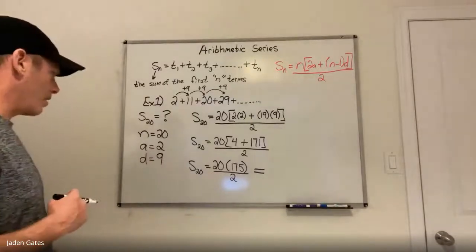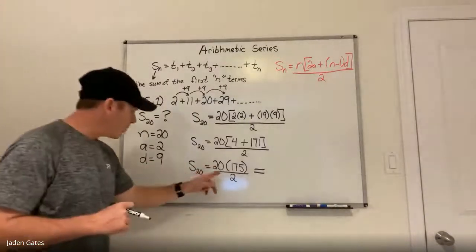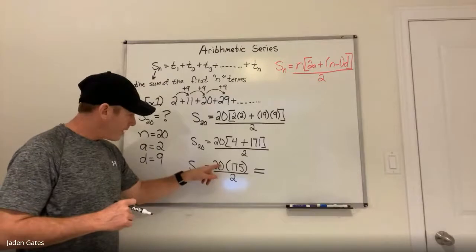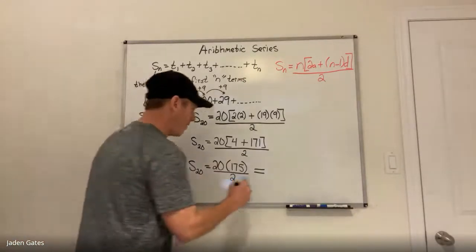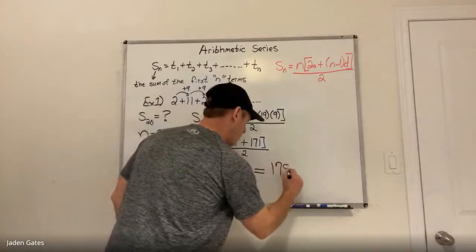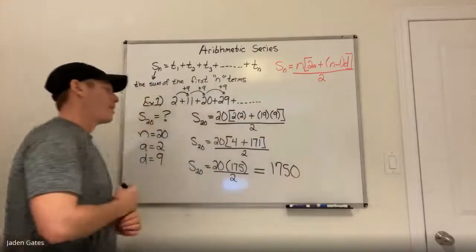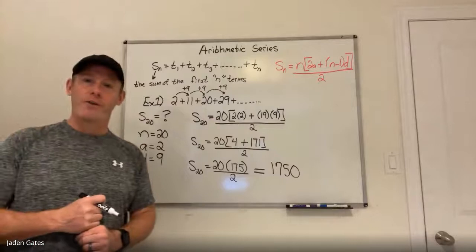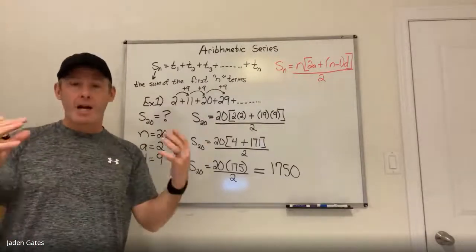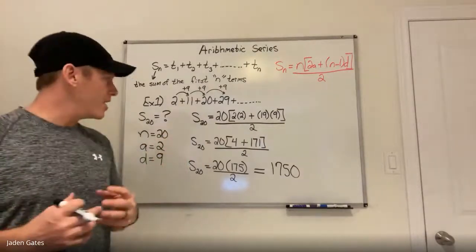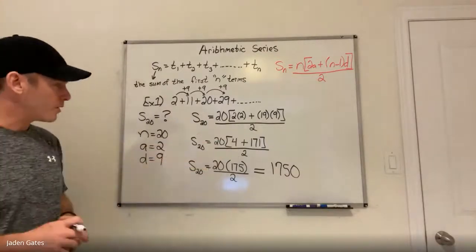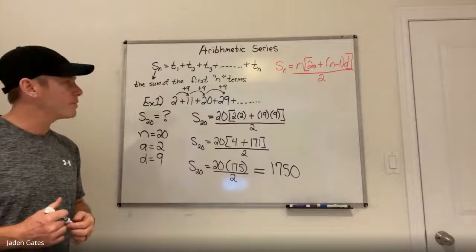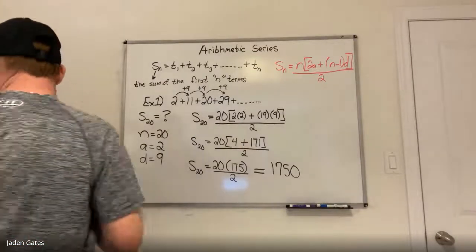Let's see here. I can do that in a calculator. I can do it with mental math, actually, because I can do 20 divided by 2, which is 10, then times 175. Either way, I'm getting 1,750. So that would be adding up the first 20 terms of this sequence, where it starts at 2 and the difference is 9. That's what the first 20 terms would add up to. All right, let's try another one of those.